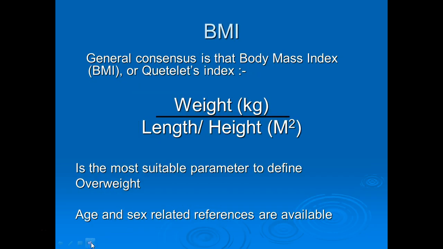Calculation for BMI here. It's the most suitable parameter to define overweight, and there are age and sex related preferences available to us. So it's weight in kilograms divided by height in meters squared. Again, this will be available to you on growth charts as an aide-memoire.